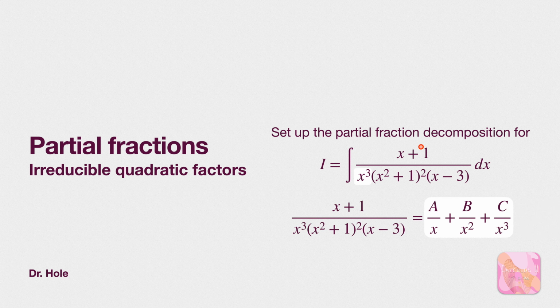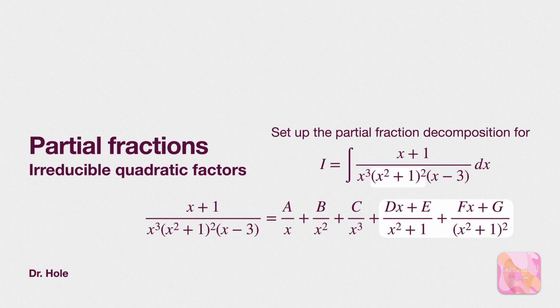Let's begin with the integrand and look at the repeated linear factor. This is x minus 0 quantity to the third. So we'll pick up in the partial fraction decomposition the terms a over x, b over x squared, and c over x cubed. That's the repeated linear factor.